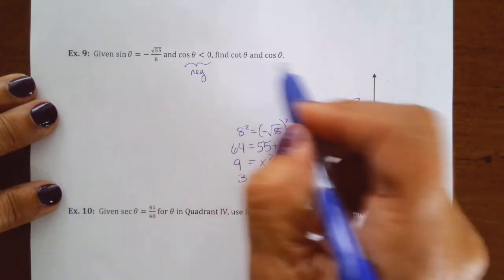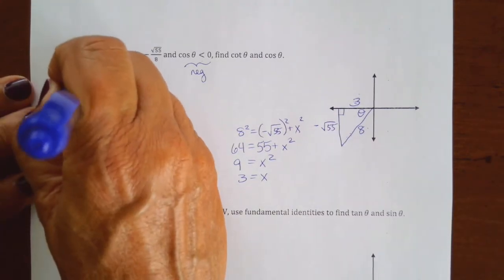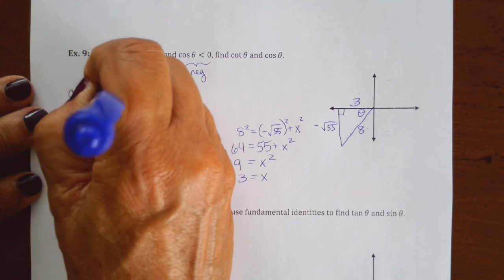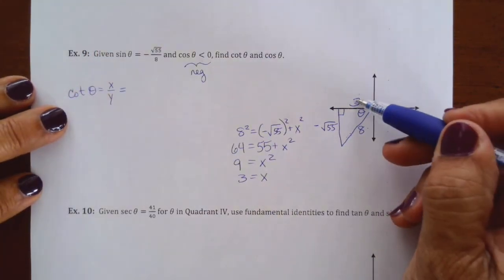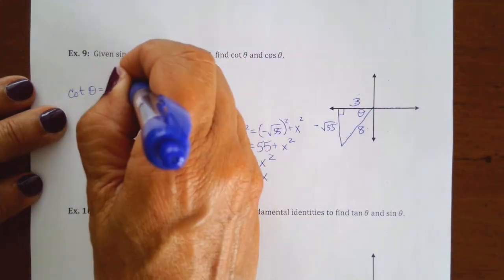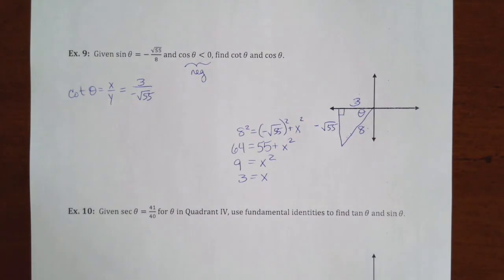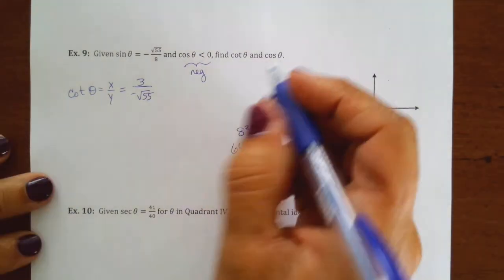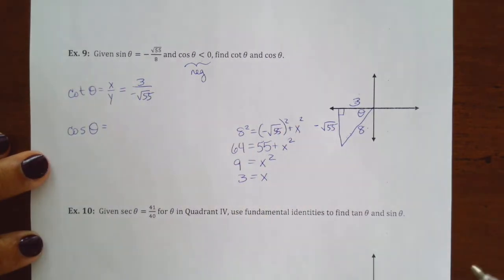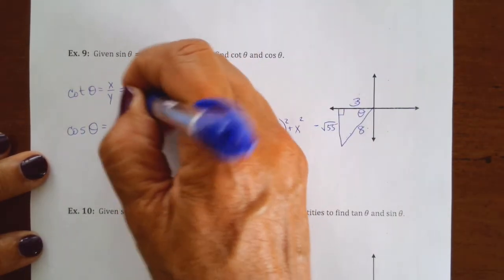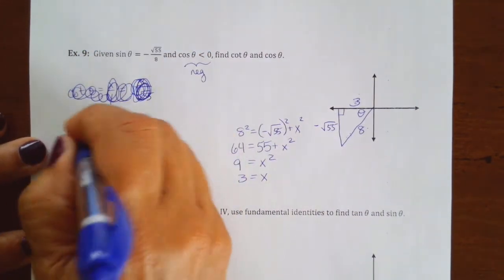So now I can find any other value, any other trig function. So the cotangent is x over y, so 3 over negative square root of 55. We'll simplify that in a minute. And then the cosine, did that wrong. That is not true. We're not on the unit circle. Sorry.